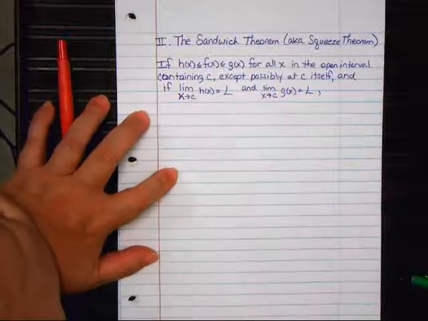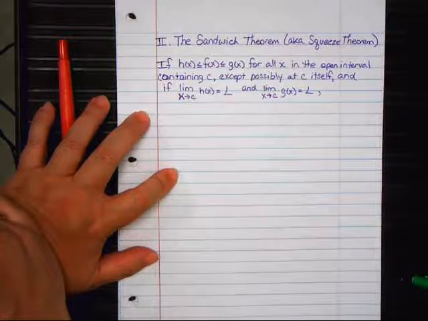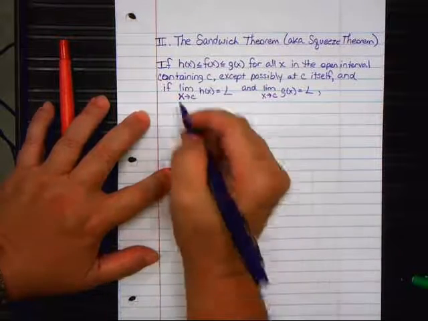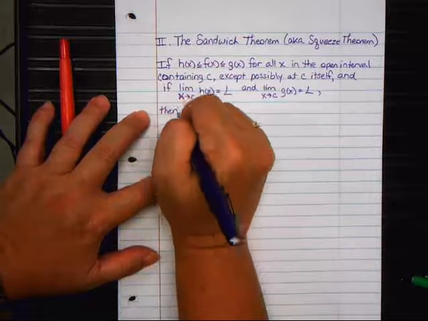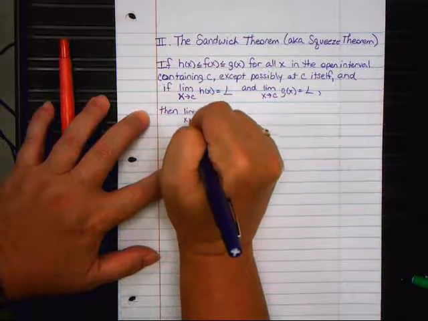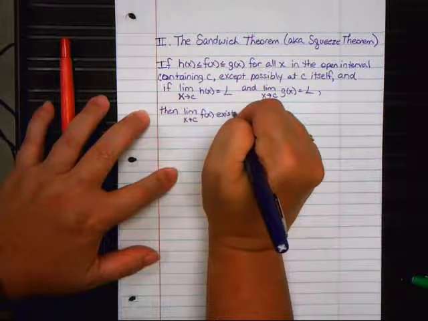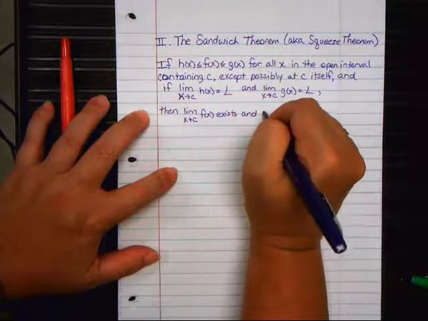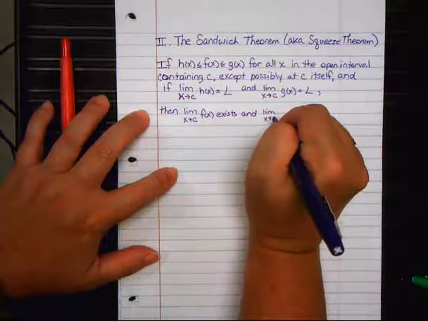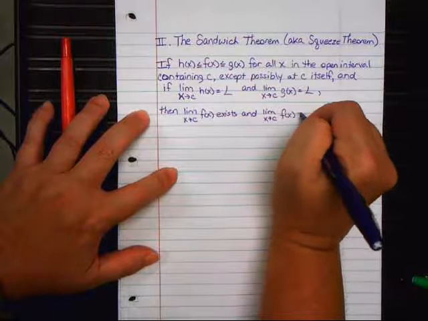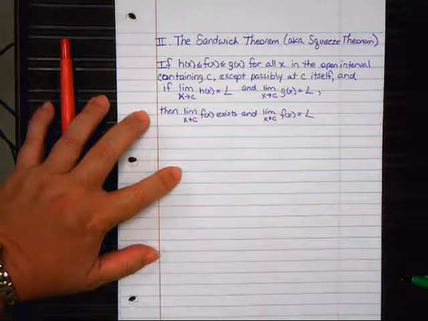Comma. Now that's the whole setup of the theorem. Then the limit as x approaches c of f of x exists, and the limit as x approaches c of f of x is equal to L. Period.